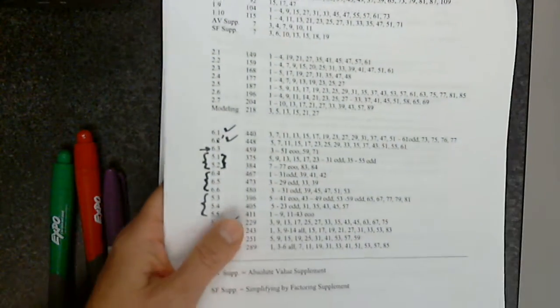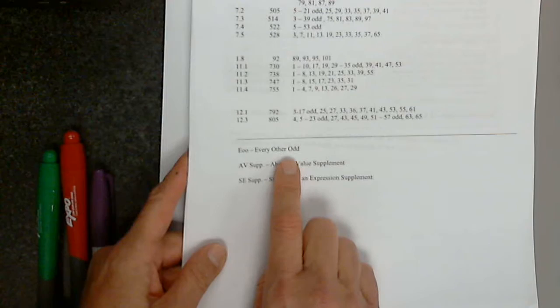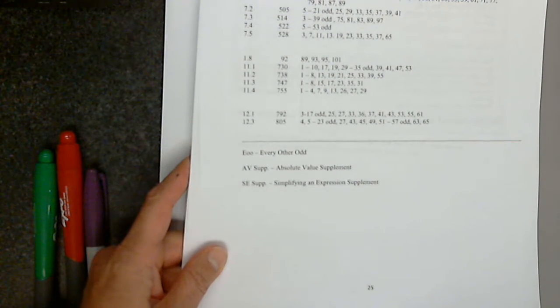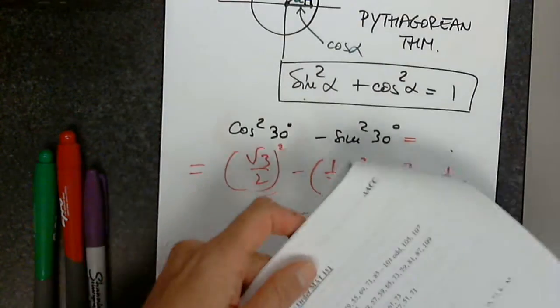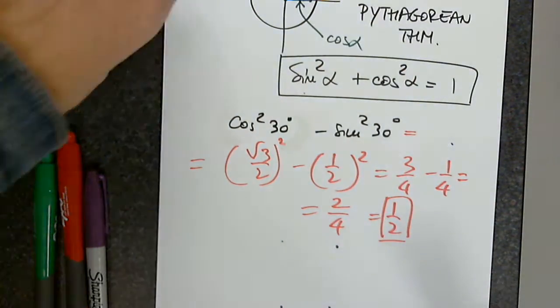Yes? What is EOO? It's written right here, every other odd. Oh, so that's skipping one odd. Yes, like you start with 1, you skip 3, you do 5. You skip 7, you do 9. Yes. Very good.